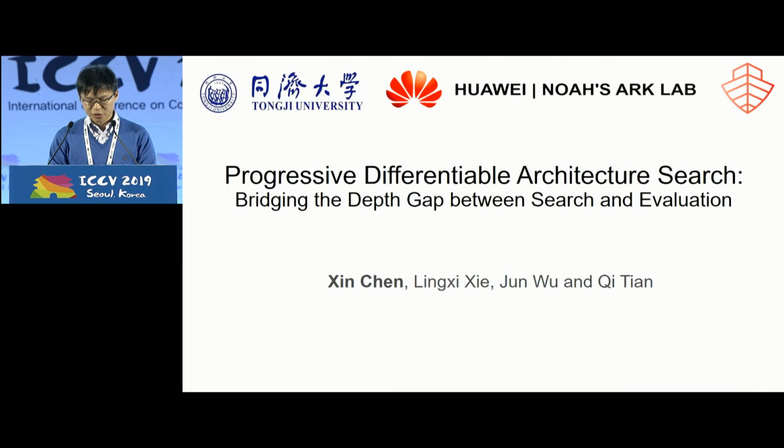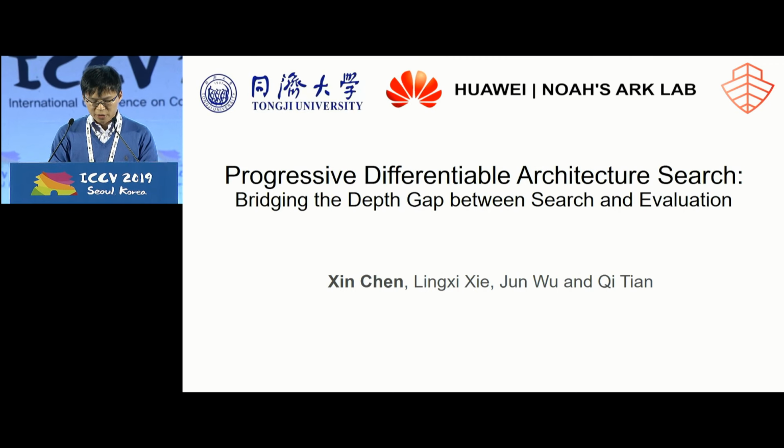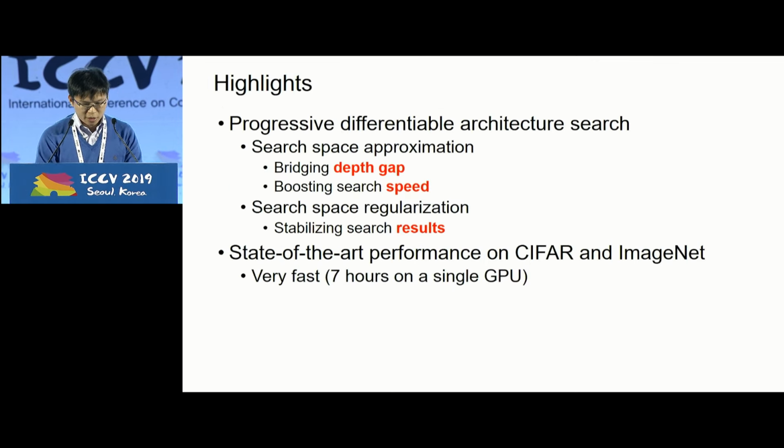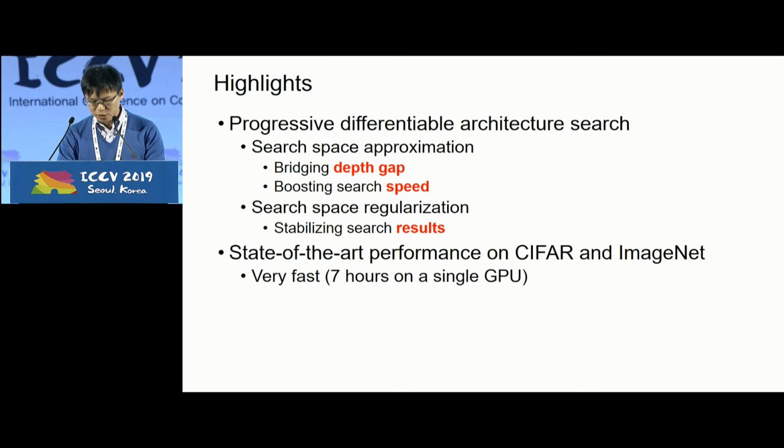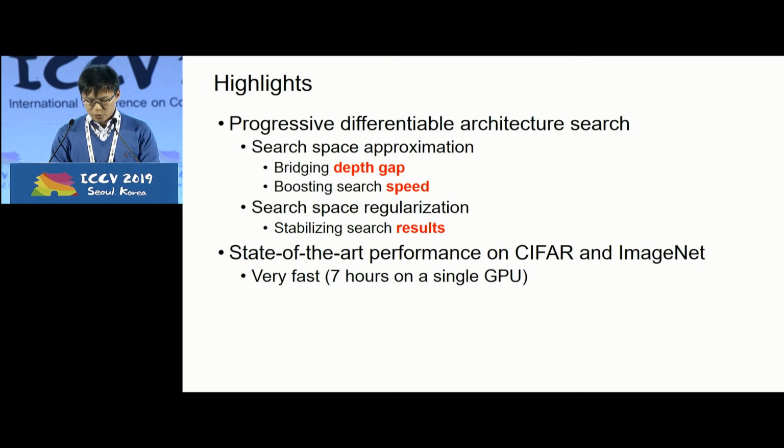I'm Chen from Tongji University. Today, I'm introducing our work, Progressive Differentiable Architecture Search. This is a joint work by Dr. Liang-Chieh, Dr. Wu, and Dr. Tian. In this work, we revealed the depth gap between search and evaluation and proposed an algorithm to alleviate it so that we can boost the search speed as well as stabilize search results. Our algorithm runs very fast.